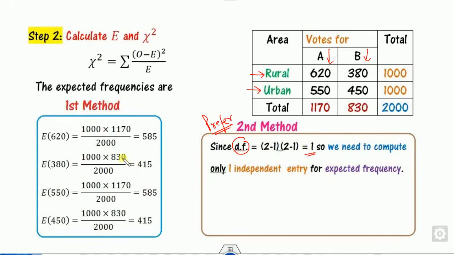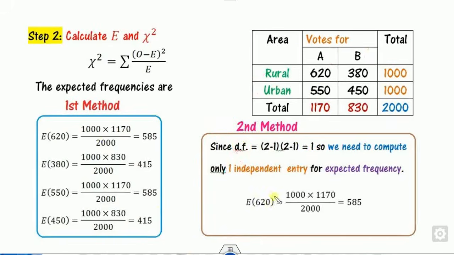So instead of finding these four values, you can find only one value, while the rest we can calculate easily. Look at that, we can calculate any one of the values. So assume that I calculate the first value. It means the value of E corresponding to this is 585. Now how do you find the remaining three values instead of finding all of these again?